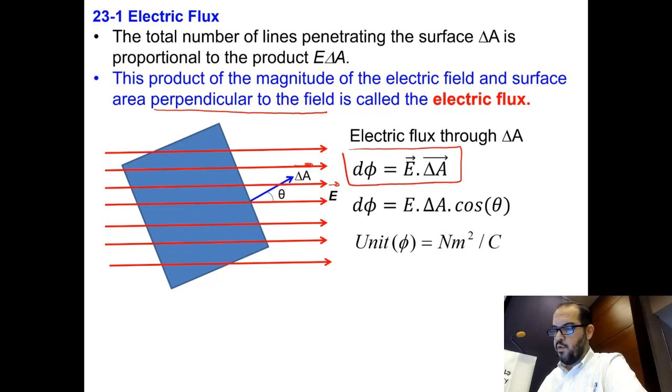Newtons meter squared per coulomb. Okay, why are we defining the flux? You will see it will come in very handy when we speak about Gauss's law.